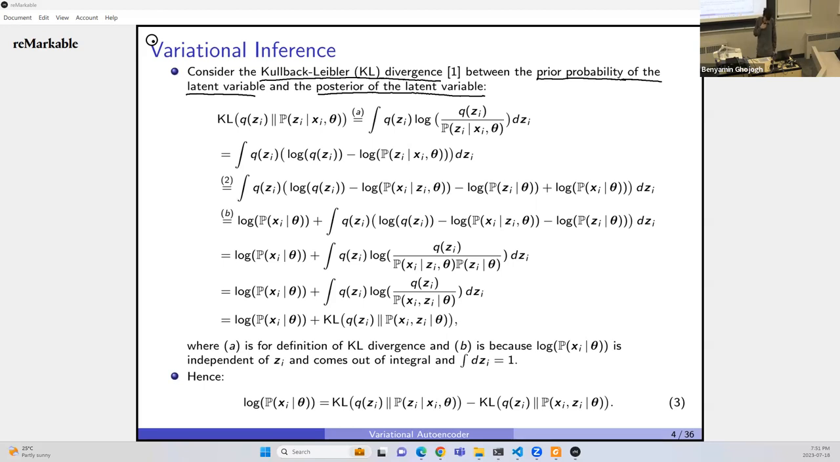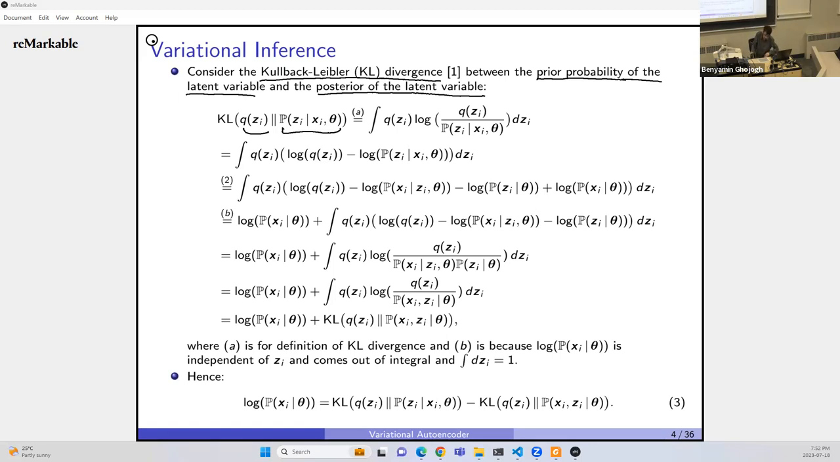So let's consider the KL divergence between the prior of the latent variable, which is Zi, and the posterior of the latent variable, which is P of Zi given Xi and theta. Why am I doing that? Because I want to minimize this, because I want the probability of Zi given Xi to be as close as possible to the prior distribution of Zi. This is what I want to do finally.